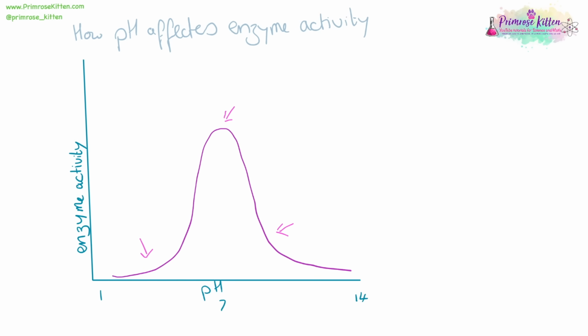Our curve for pH is much more symmetrical. We still have an optimal pH, but when it is too high or too low, the bonds aren't going to be in place. So the active site of the enzyme is going to be broken down. So again, it's going to be denatured.